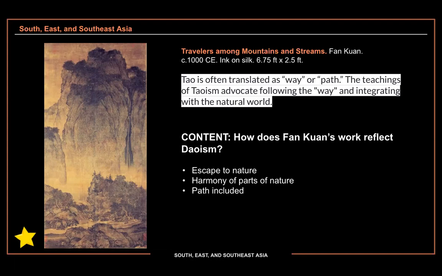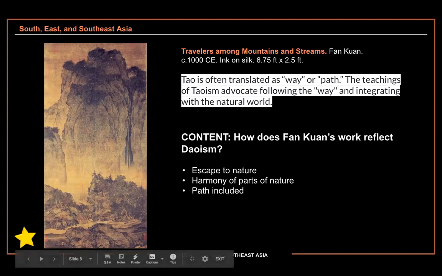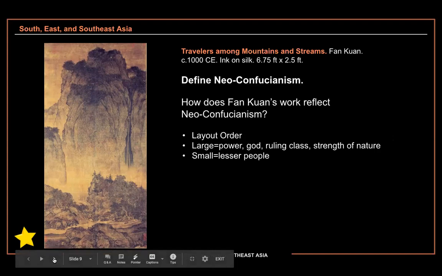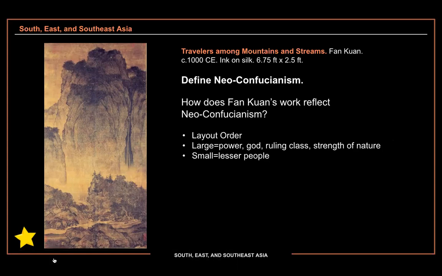Then the rest of the image is all nature, isn't it? Okay, almost all nature, because I'll show you a little bit of human activity in it as well. So we have this colossal mountain, we have this kind of gnarly forest, and we have this path that people walk on, right? There also are some Neo-Confucian elements to it as well.